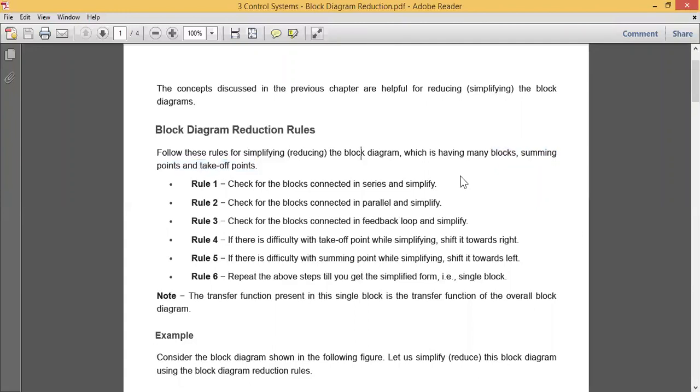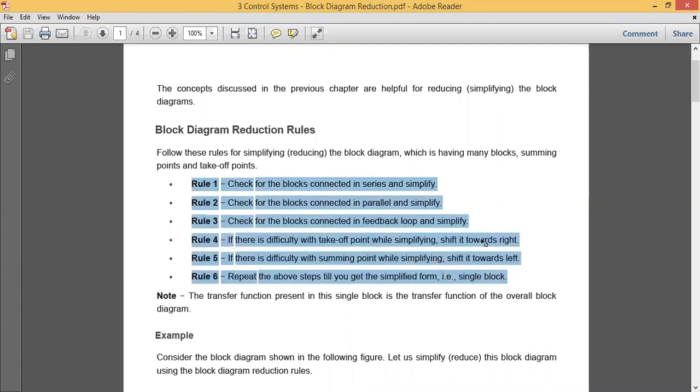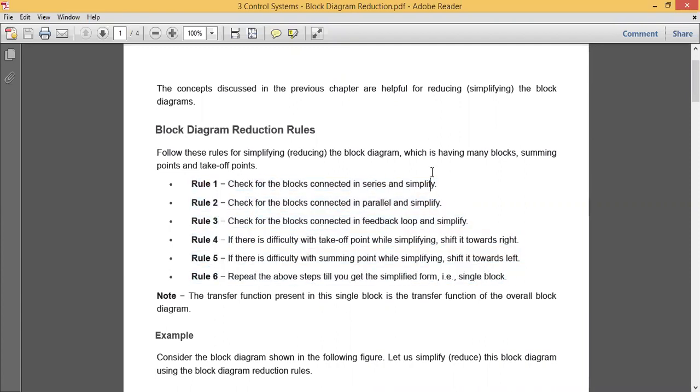Now what rules do we need to follow before solving the problems? Few of you have posted in the feedback to try to solve more problems. Problems can only be solved if we know the rules. Therefore there are a total of 6 rules with respect to the block diagram. Let us check them one by one.